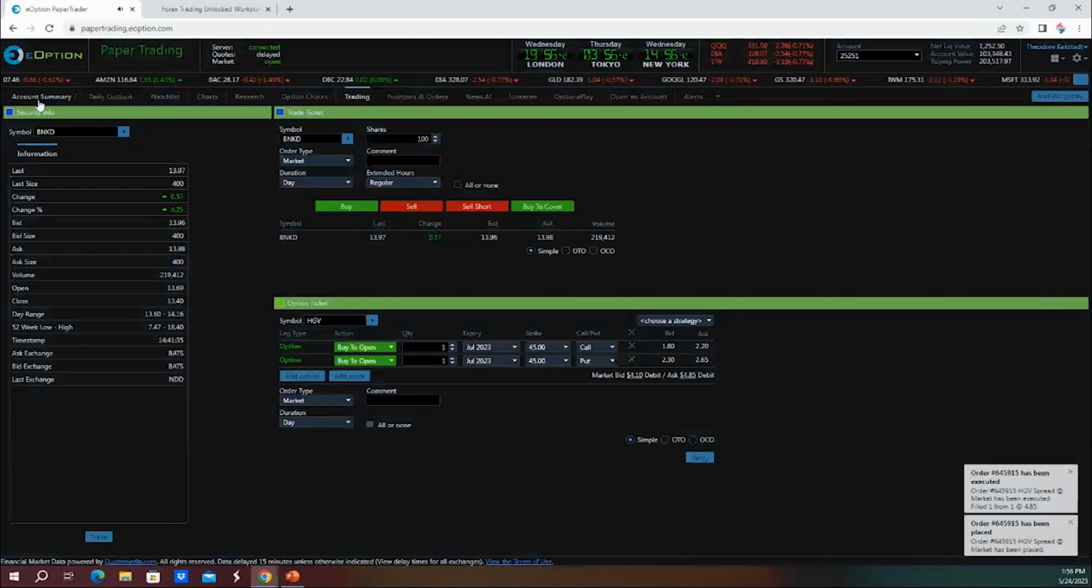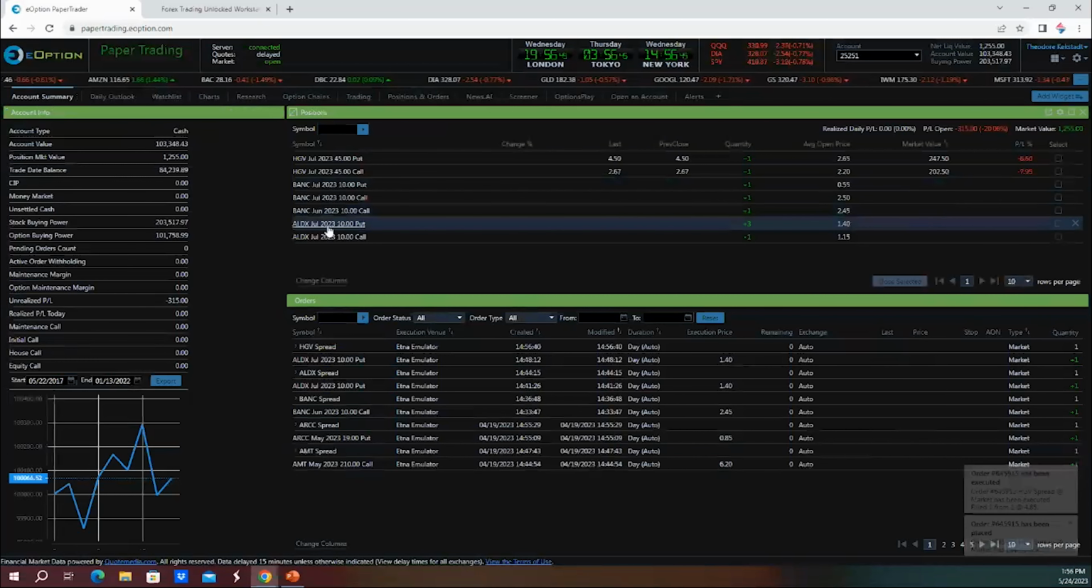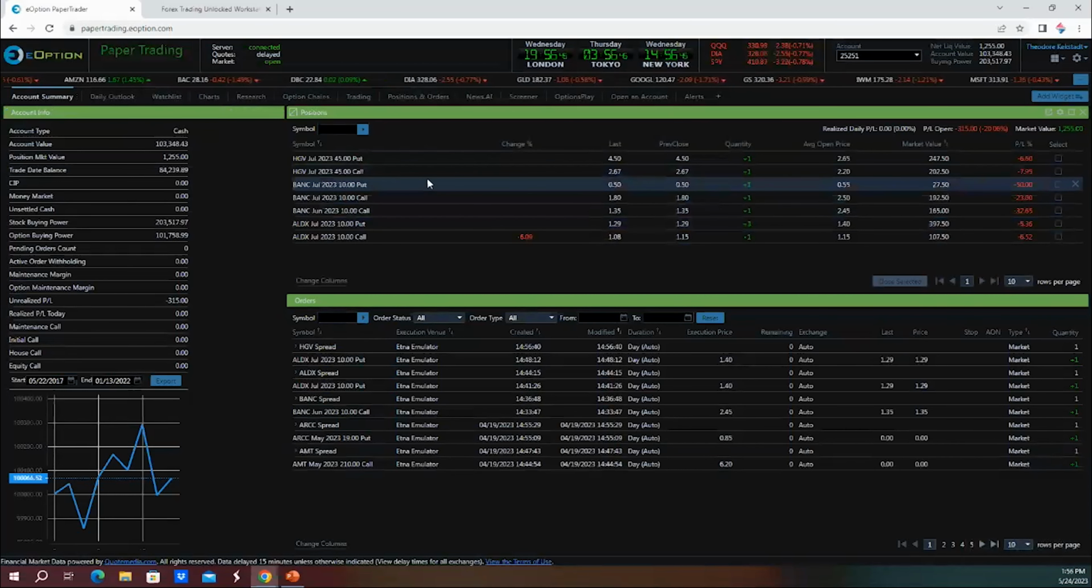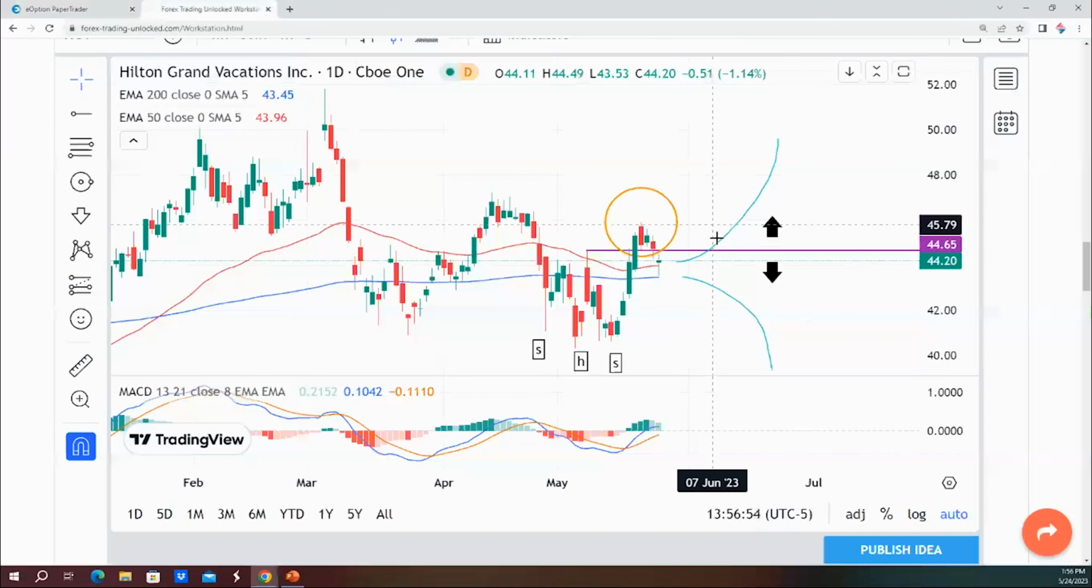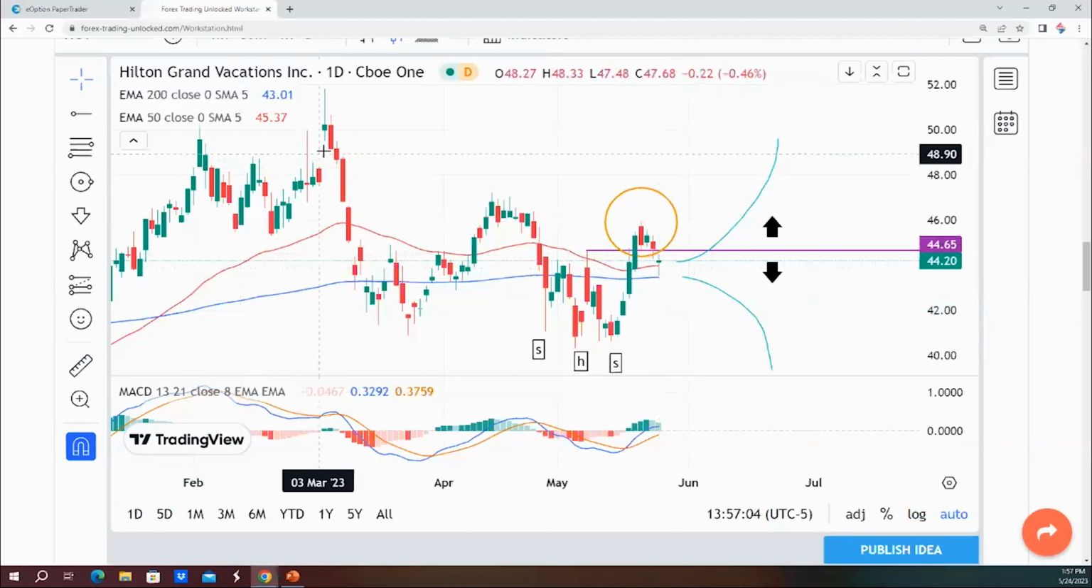We go back to our account summary, and we can see that we have HGV right in here with the market value of the puts and the calls. Okay, so we know we paid $450 on that one. What kind of a move are we looking for? Well, we're looking for every bit of a $4 move. We're looking for it to go from 44 up to 88, somewhere up in this consolidation area.